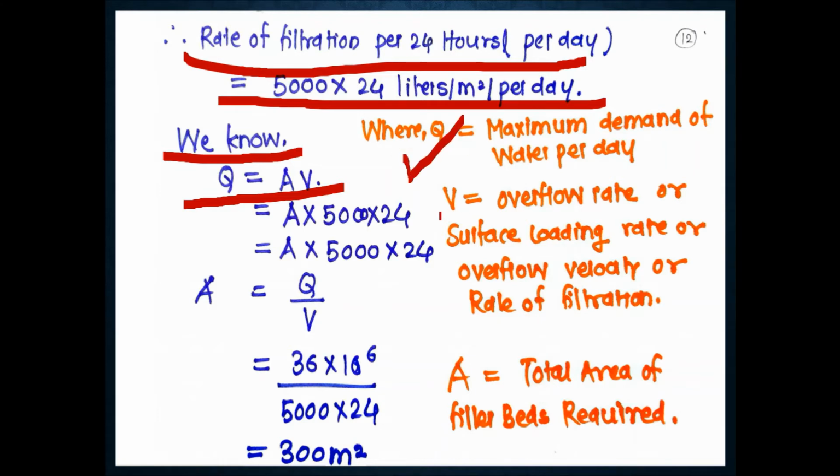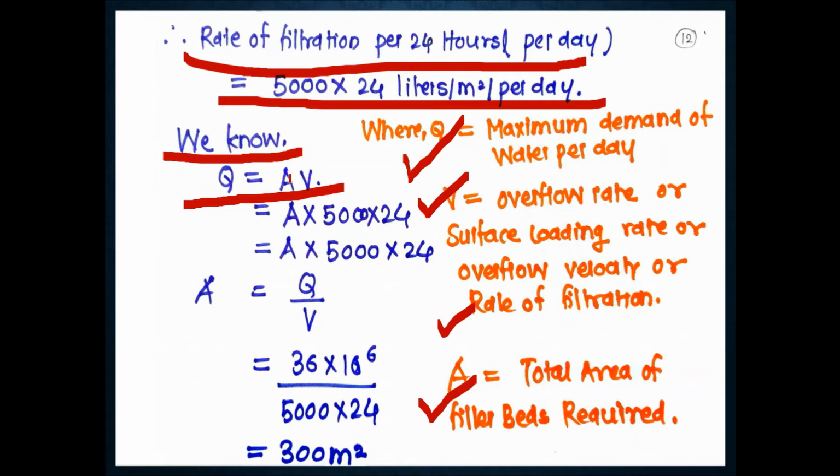We have just calculated it. V is nothing but, as in the design of a sedimentation tank we come to know, the overflow rate, a very important parameter; surface loading rate, overflow velocity or rate of filtration, all these things are the same. And A is nothing but the total area of filter beds required. This we have to calculate. The other two things are known, the area is unknown. We will just calculate the value of area.